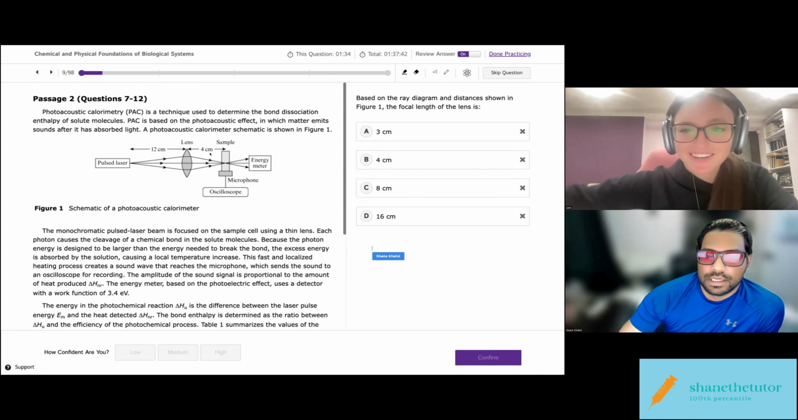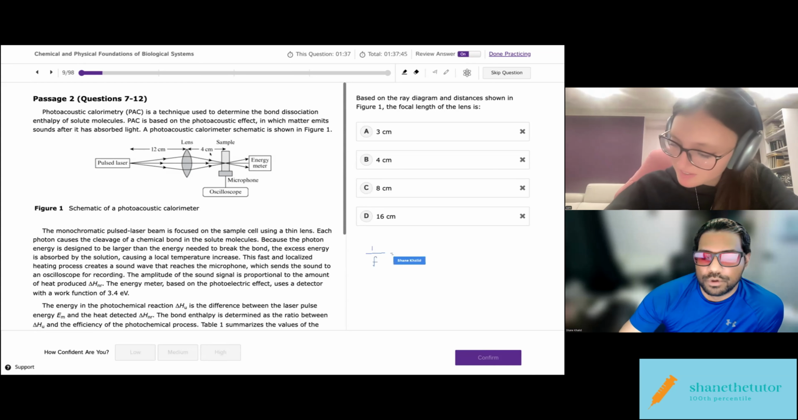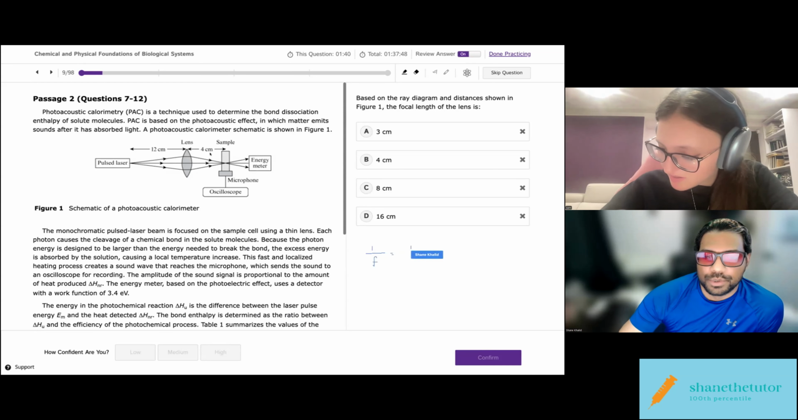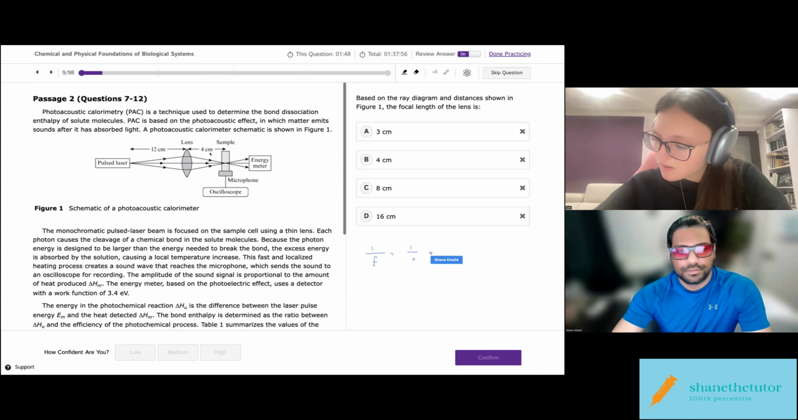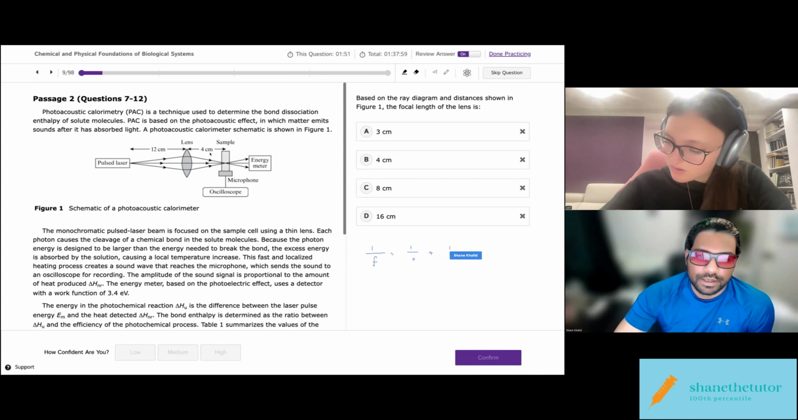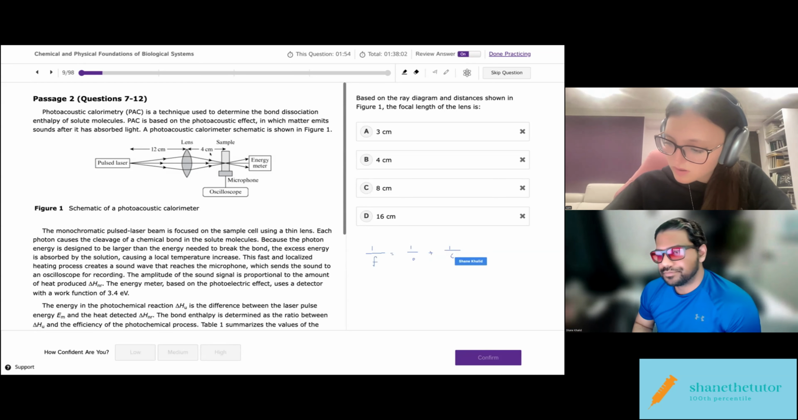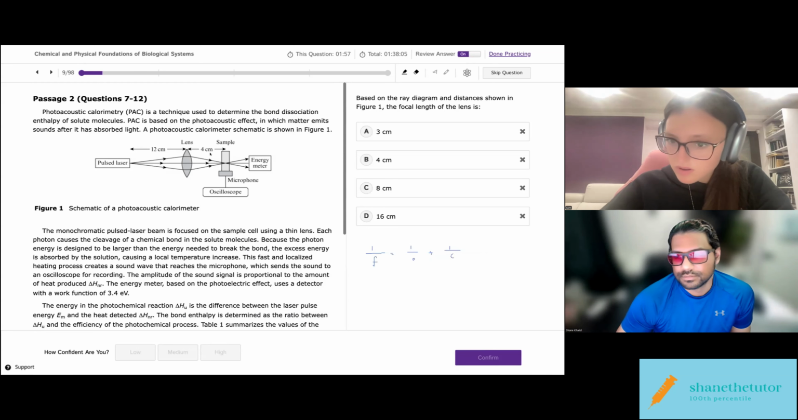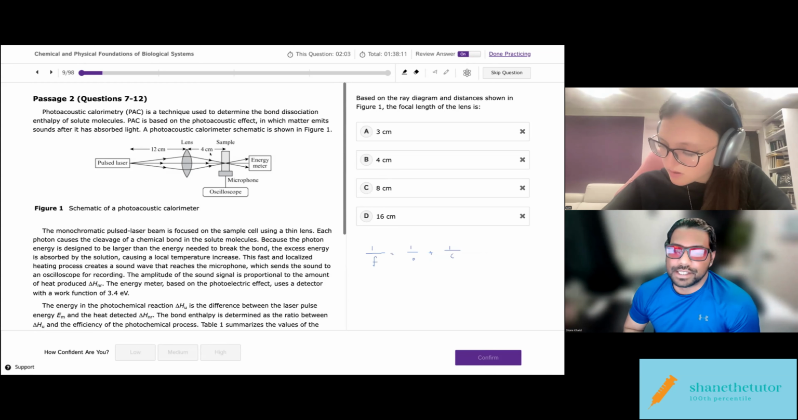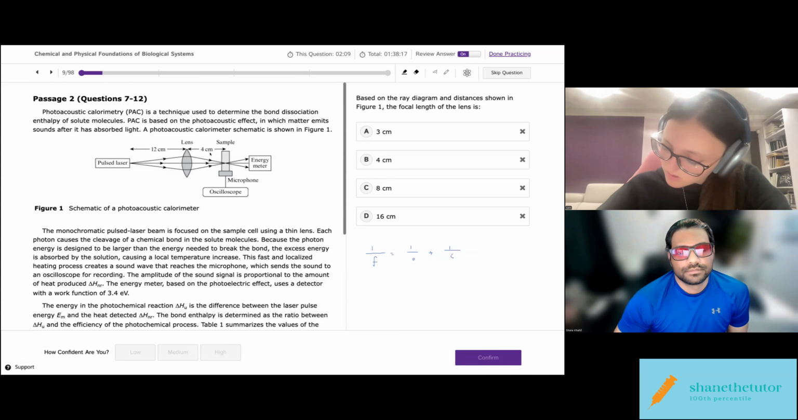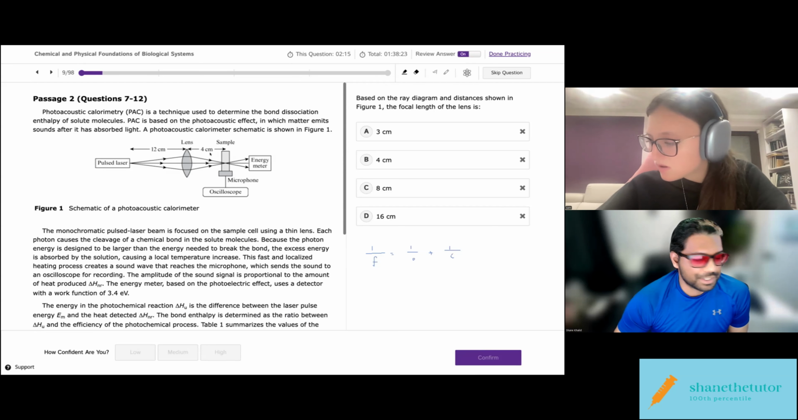I don't remember. So it'll be 1 over the focal length, or focal point, whatever, is equal to 1 over O, it's not a zero, it's an O, and it means object distance, plus 1 over image distance. Yeah, and this is the thin lens equation. It comes up all the time. Oh, and it's a reciprocal sum.